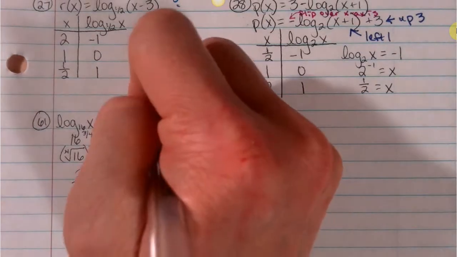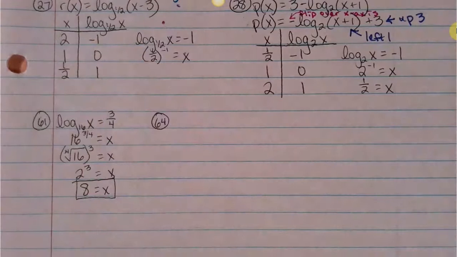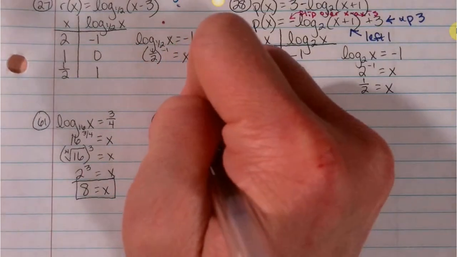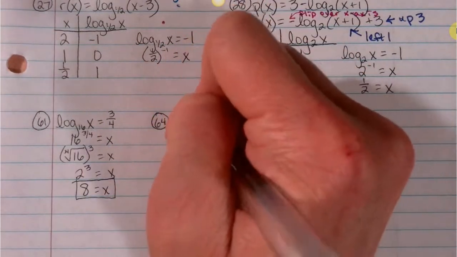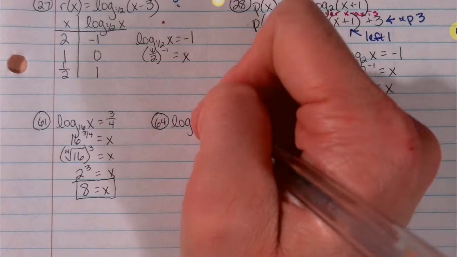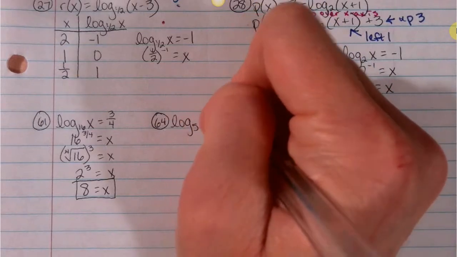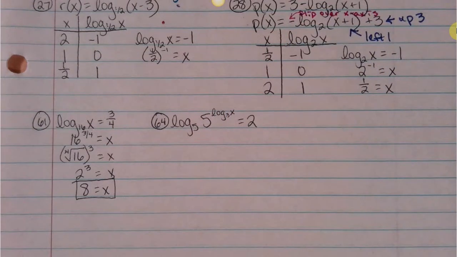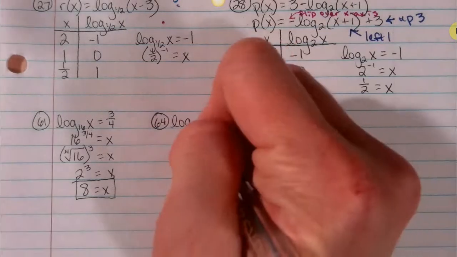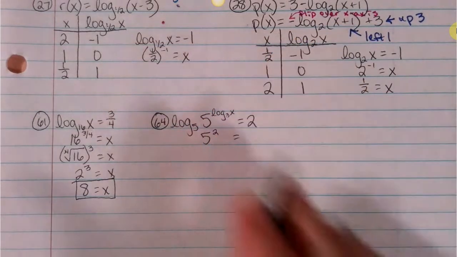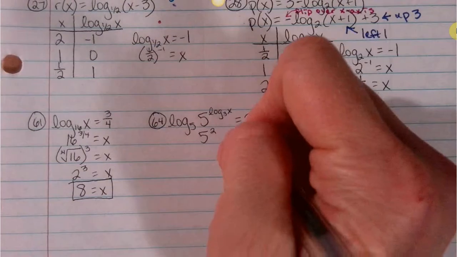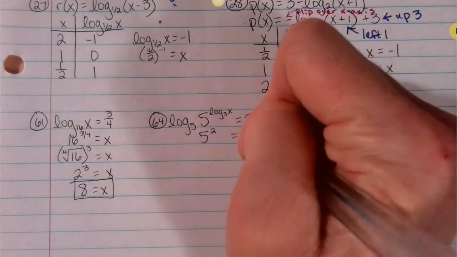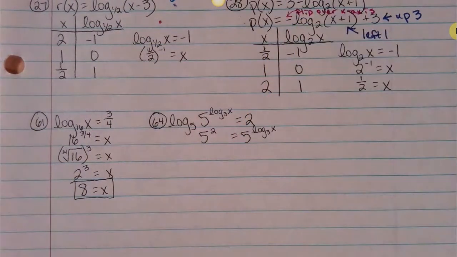Number 64, we're given the log base 5 of 5 to the log base 3 of x is equal to 2. So here again, we're going to start by going from log equation to exponential equation. So that will look like 5 squared is equal to all of this stuff after the logarithm. So 5 to the log base 3 of x.